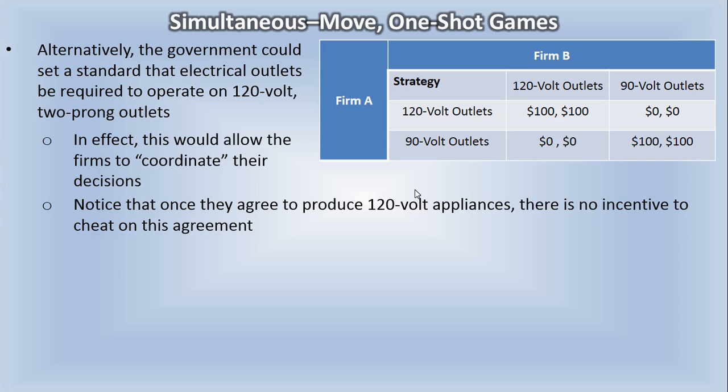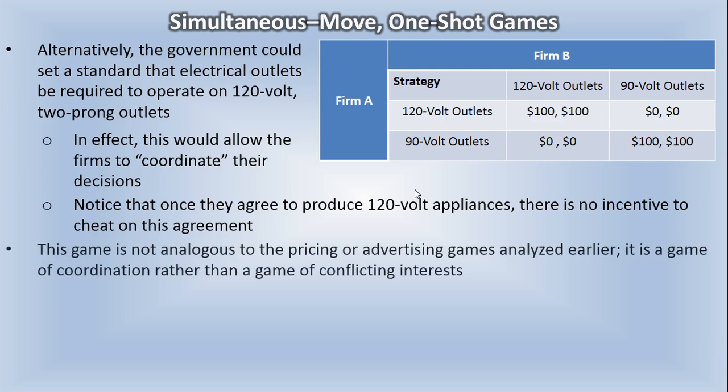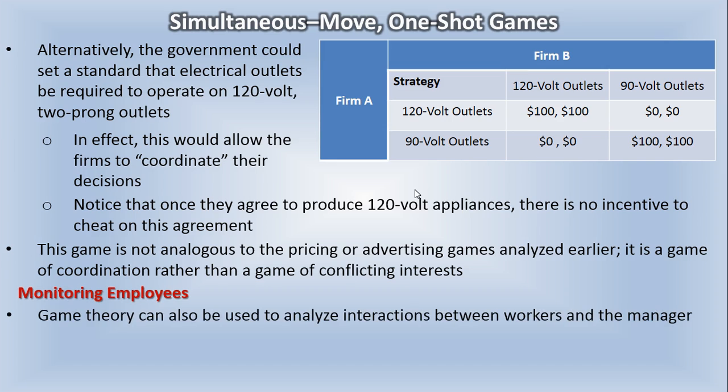But again, because there are two likely outcomes where both players would stand to benefit and have no incentive to deviate from those strategies, if they chose those strategies, then we really don't know which outcome will actually happen in the game. But we can narrow it down, and that's where game theory and the Nash equilibria concept help the situation. The game is not analogous to the pricing or advertising games analyzed earlier. It's a game of coordination rather than a game of conflicting interests.